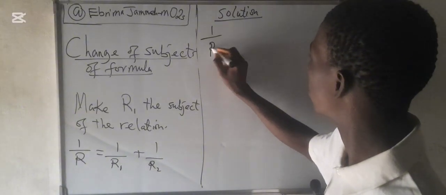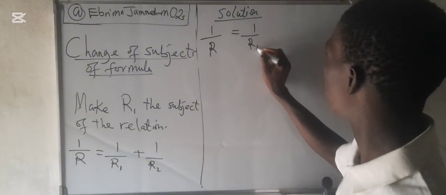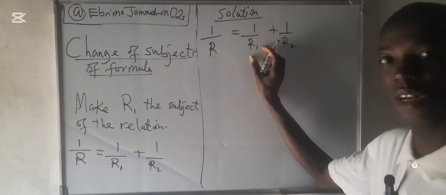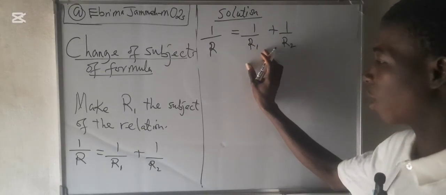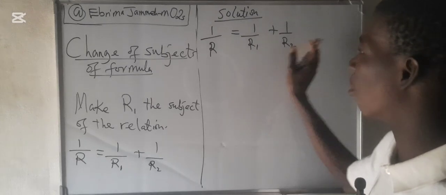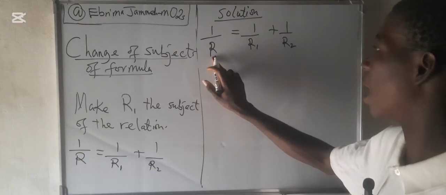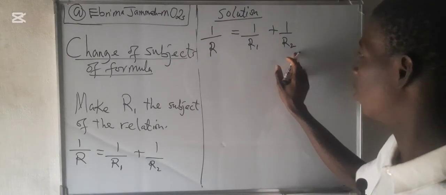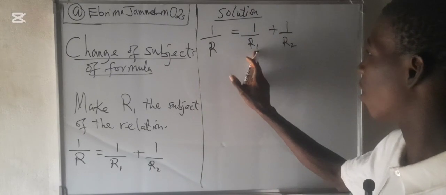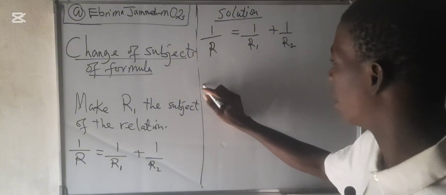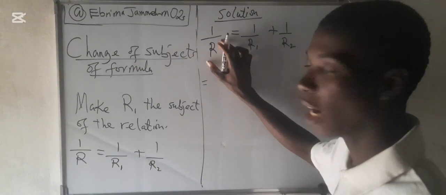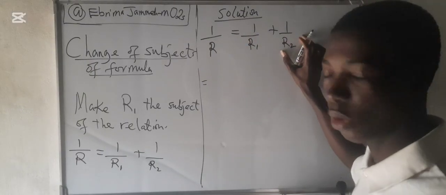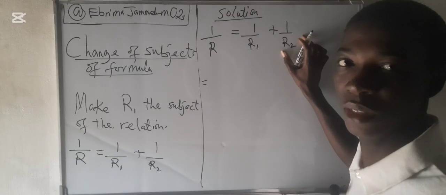1 over R is equal to 1 over R1 plus 1 over R2. We are asked to make this R1 the subject of the relation. Now, to do that, we need to multiply everything by R1 and R2, that is the denominators. That is, we multiply this by R1 and R2, this by R1 and R2, and of course this by R1 and R2.